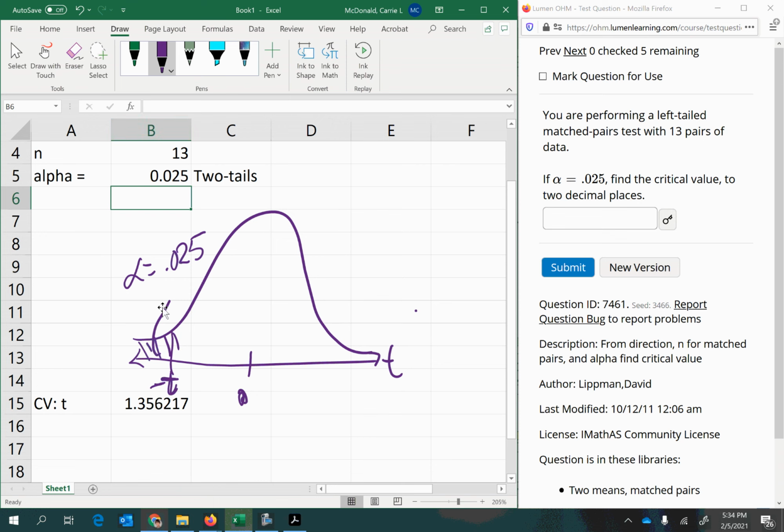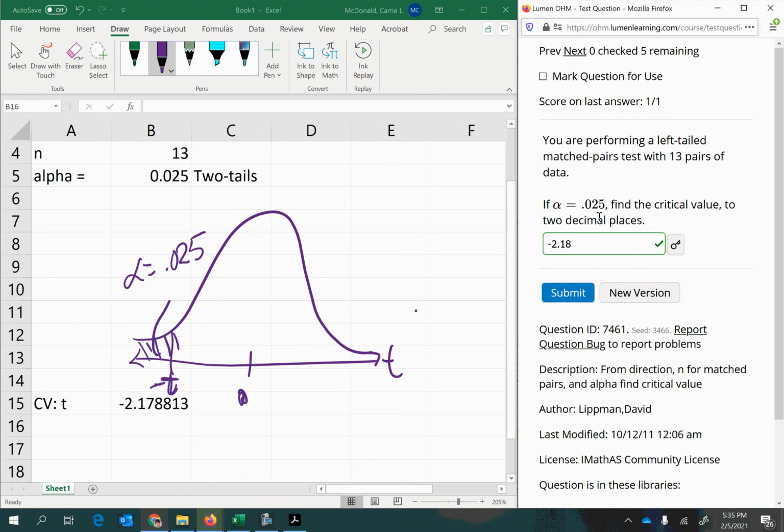So I'm going to do almost the same thing, but since I don't need it to be positive, I don't need to put the absolute value on the outside because I do want a negative value this time. So I'm just going to do t.inverse with a probability of 0.025, and n minus 1 is 13 minus 1 is 12 degrees of freedom, and round that to 2 decimal places, so I get negative 2.18.